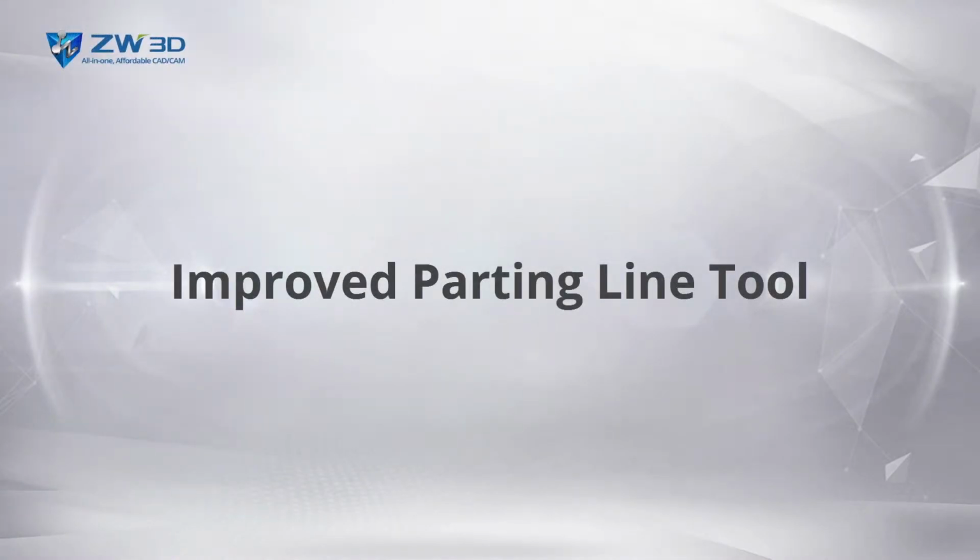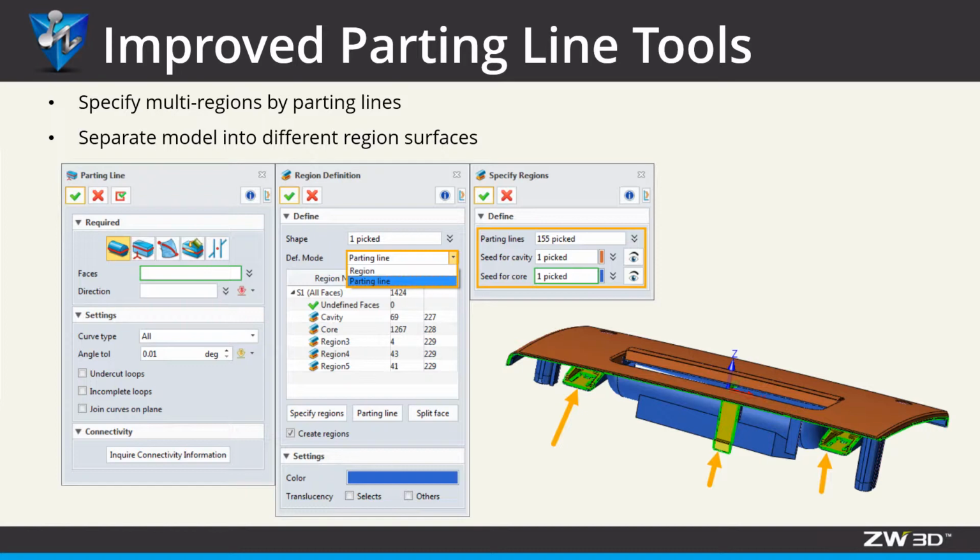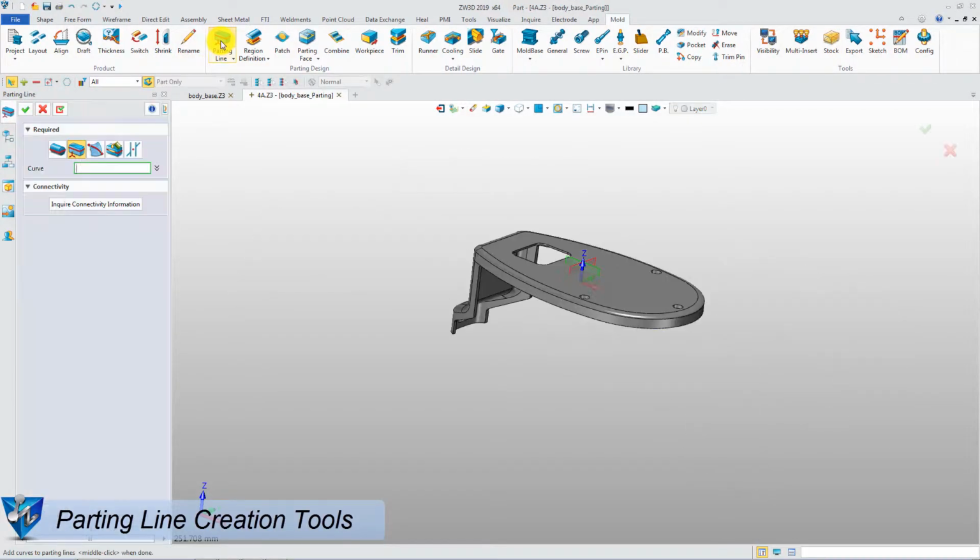Improved Parting Line Tool. In ZW3D 2019, users can use parting line function to specify multi-regions. Parting lines can easily separate the model into different regions, including cavity and core. Parting line tools are grouped in one command to optimize the workflow.